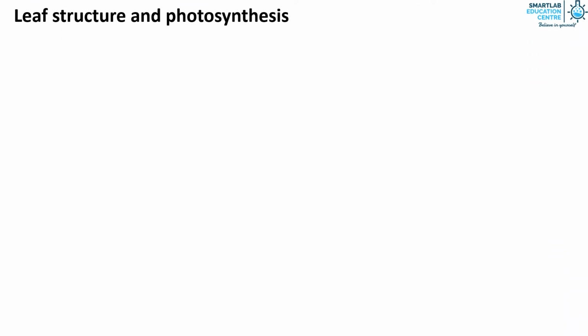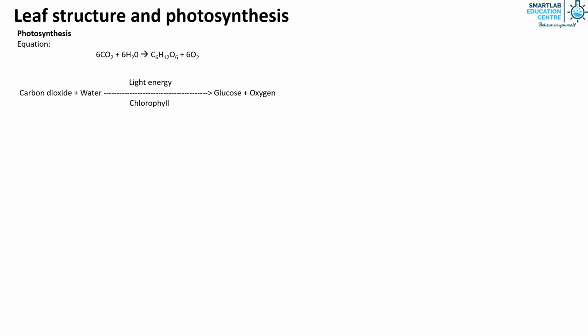Now, let's look at photosynthesis. The equation for photosynthesis is as shown, whereby in the presence of light and chlorophyll, carbon dioxide and water are converted to glucose and oxygen. Chlorophyll, as we recall, is the main site of photosynthesis. That is because it is able to trap light energy and convert it into chemical energy for the formation of carbohydrates and their subsequent use. Chlorophyll is only found in plants.